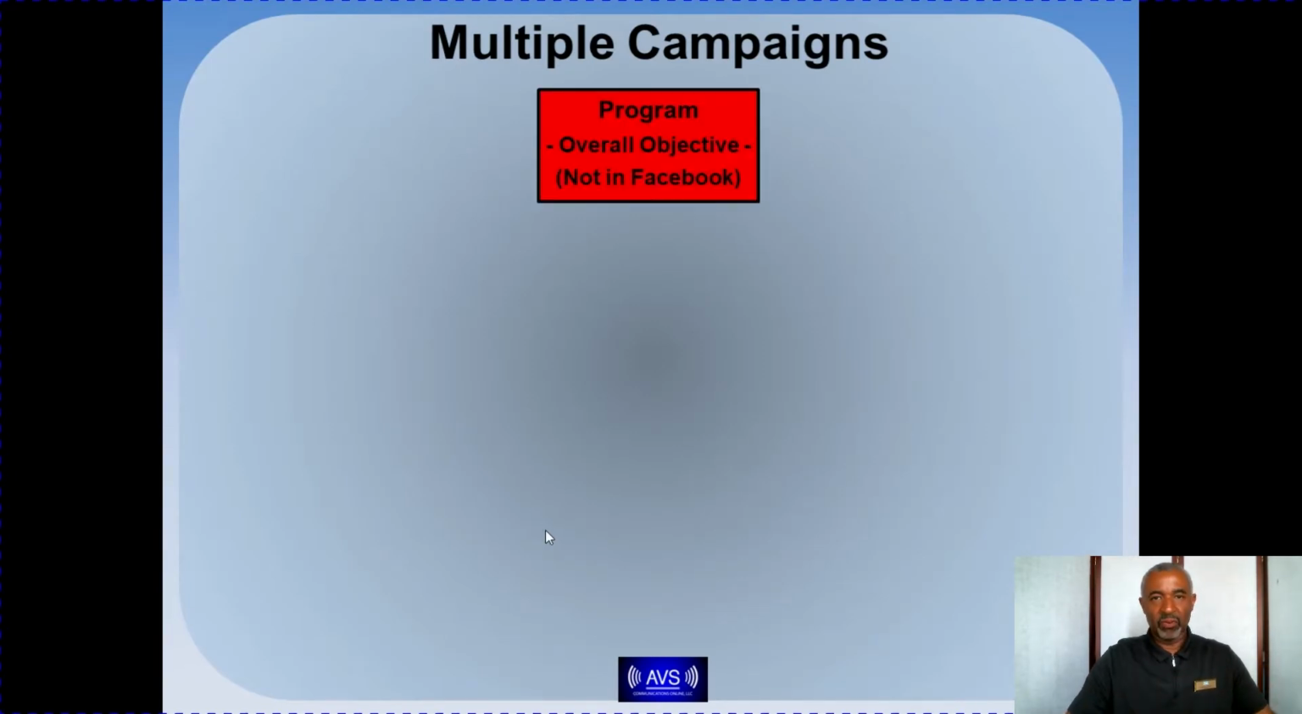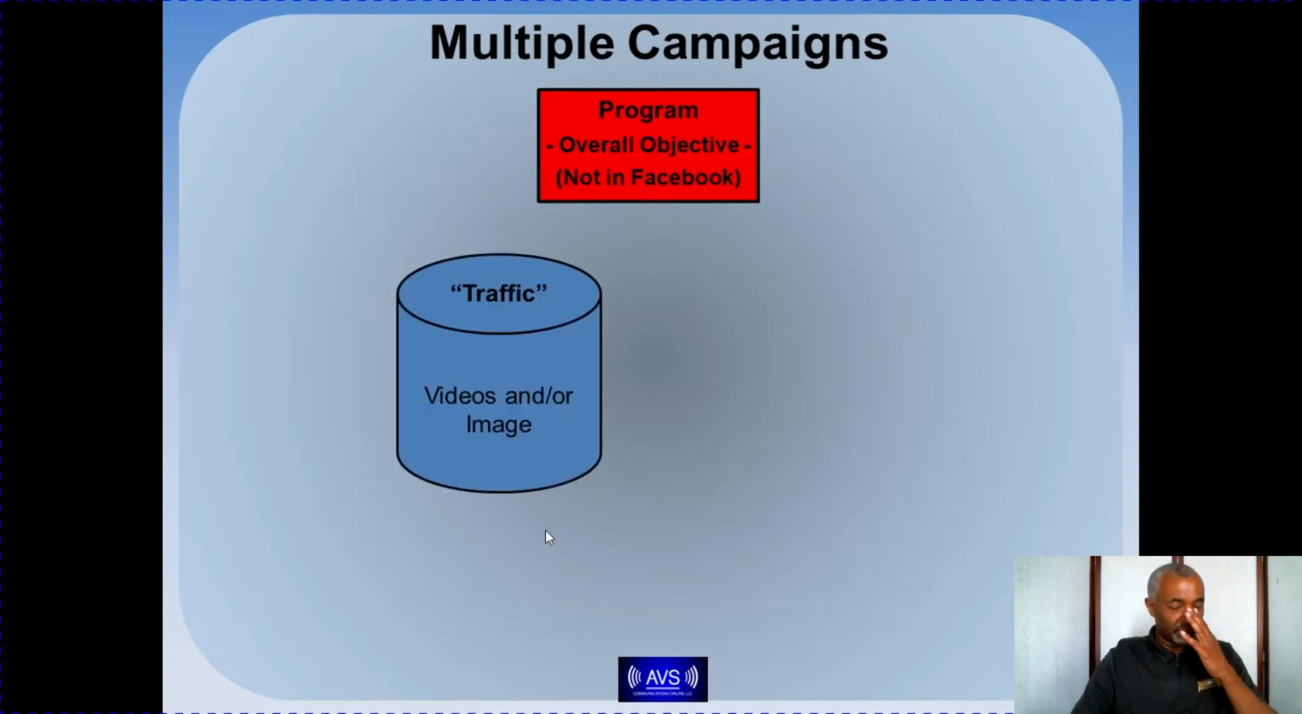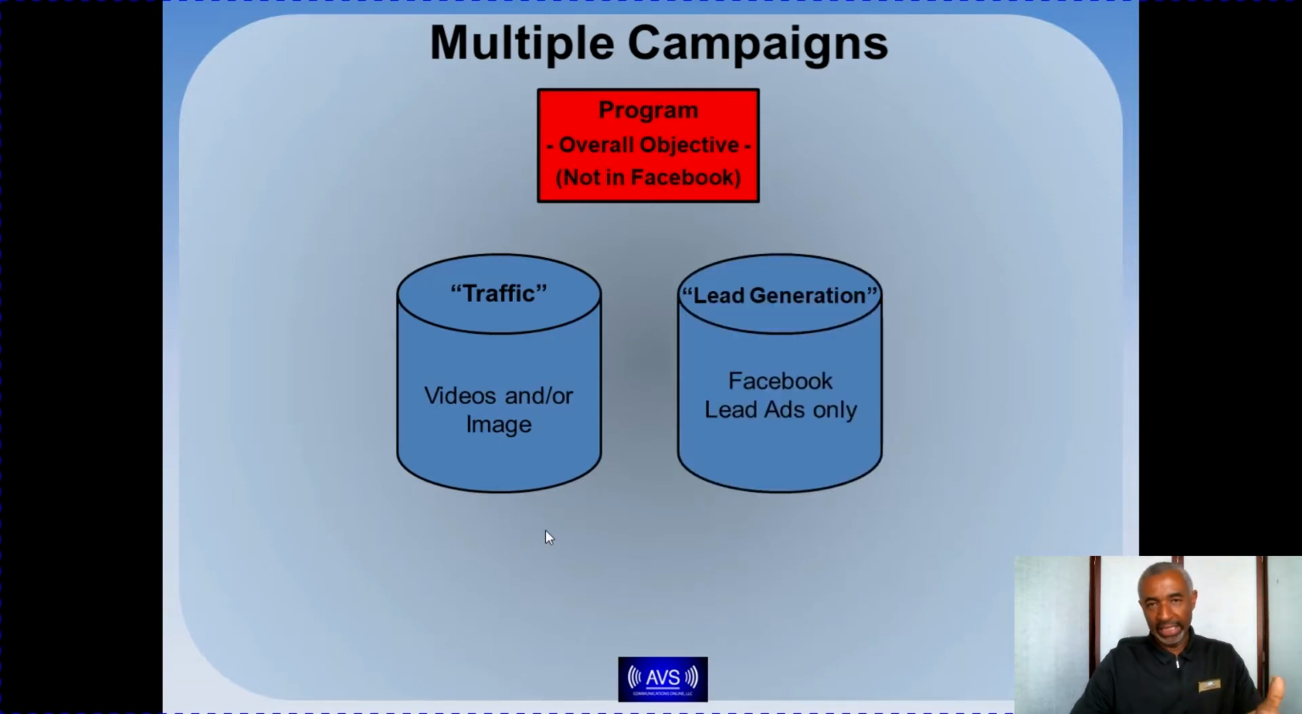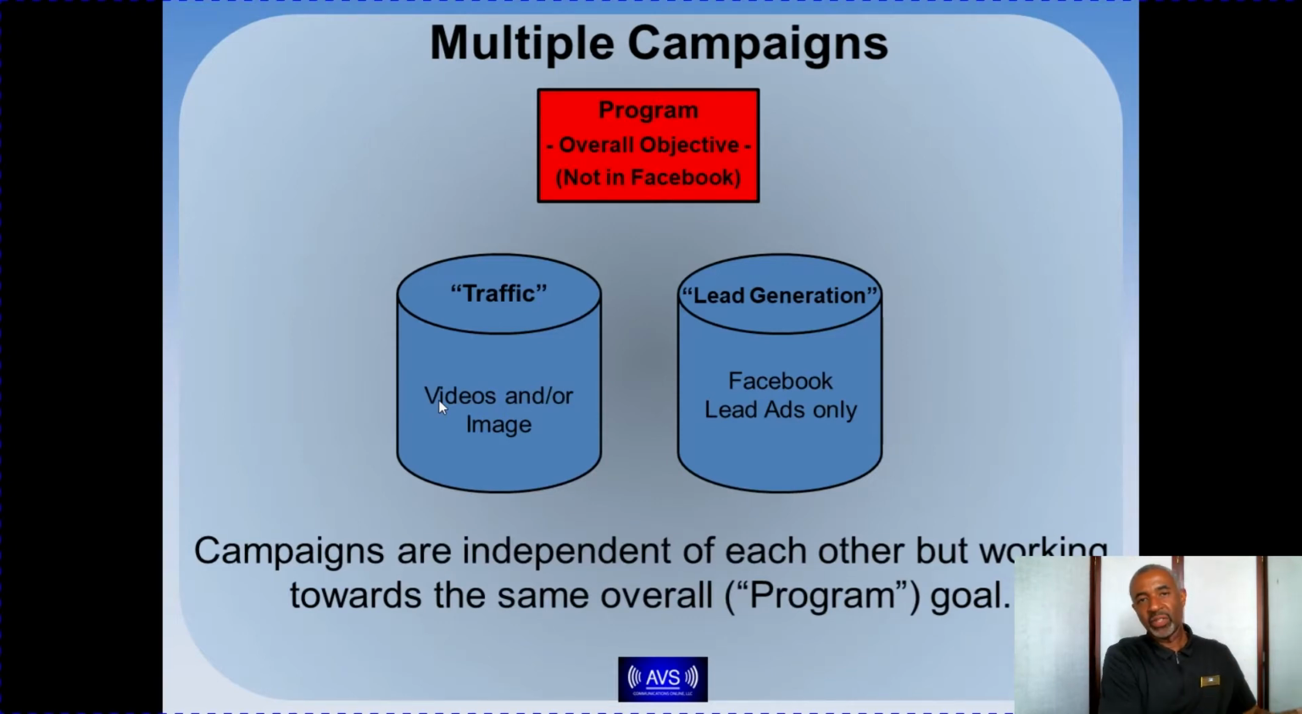Again, this program's overall objective is to get your name out there, and then start collecting leads as a result. So you've got two projects, if you will: a traffic campaign and a lead generation campaign. I selected traffic because you can upload videos and image ads in that campaign. So you have two separate campaigns working towards an overall objective.